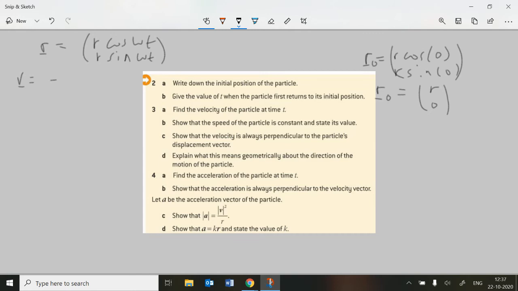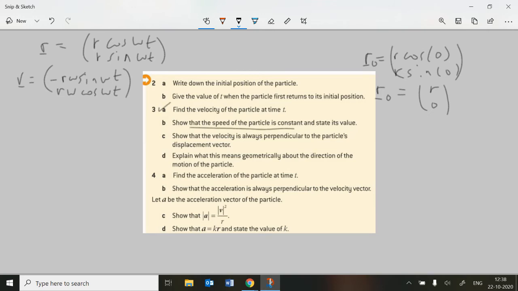So we'll get here minus r omega sine omega t, and similarly for this one here, we'll get r omega cos omega t there as well. So that's just differentiating cos. And of course, this is not the product rule here that we're using. This is not a function of t. This is just a constant. Okay, so there's v. That one's done. So that's the velocity at time t.